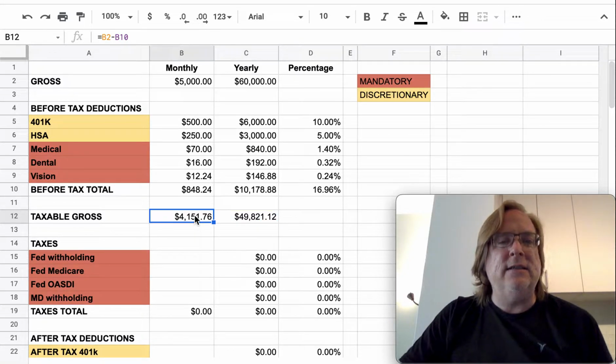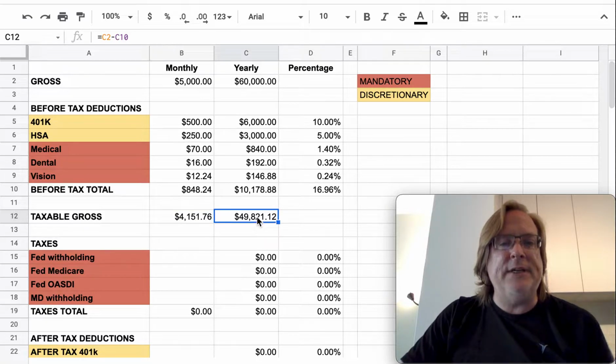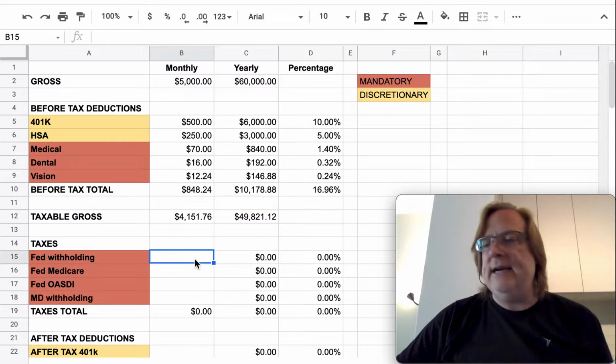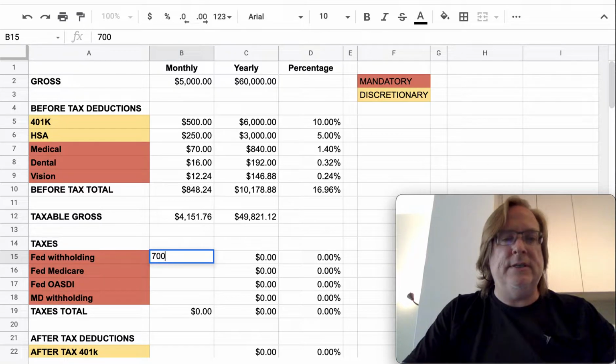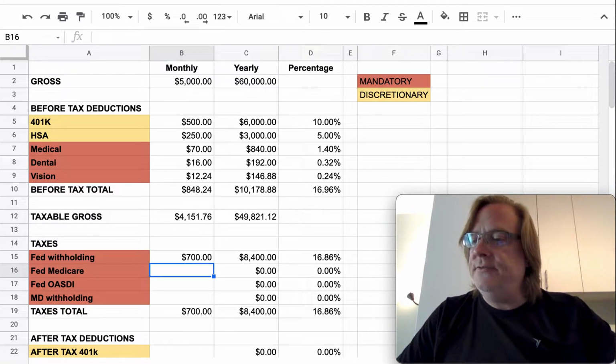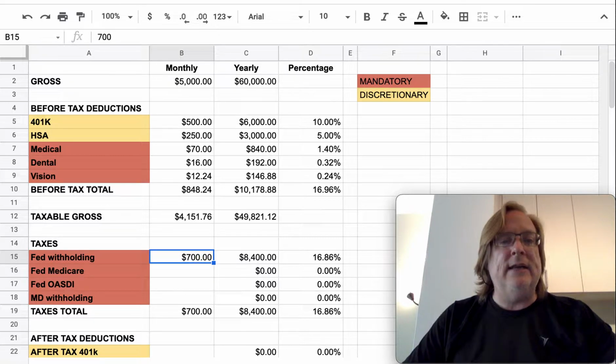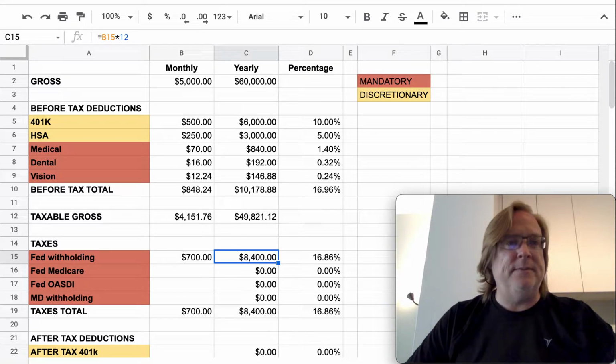Now, I guess it is a little bit funny that I didn't do multiplication here, but I did the subtraction within the column. All right, so then your taxes, of course, coming from a pay stub, I'm just sort of estimating what this might be for someone I do not know. So I would say maybe 700 for federal withholding, and then no mystery. This is for the yearly. It's B15 times 12, just multiplying by 12 to give you the yearly value.